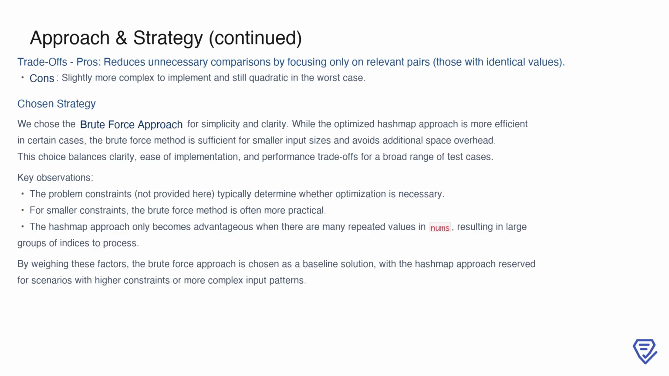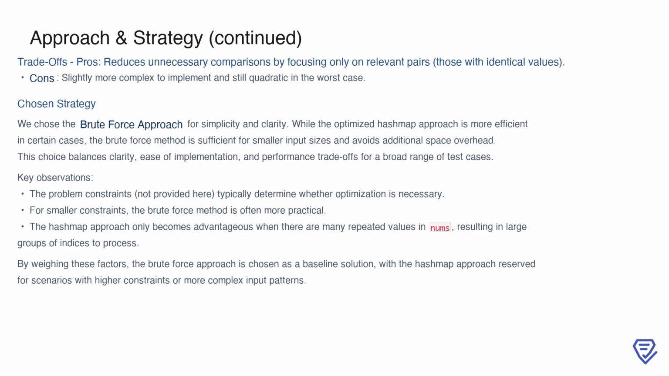While the hash map approach reduces redundancy and is more efficient in many cases, it also comes with trade-offs. It is slightly more complex to implement and, in the worst case, still has quadratic time complexity. Ultimately, we chose the brute force approach as our primary strategy for its simplicity and clarity. This method is sufficient for smaller input sizes and avoids the additional space overhead associated with the hash map solution.